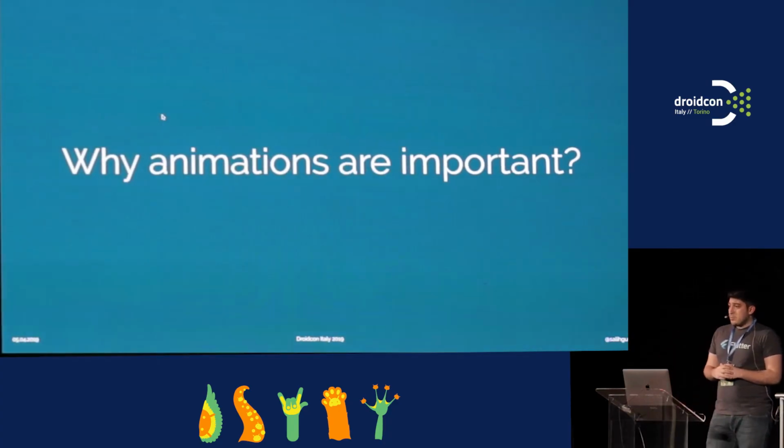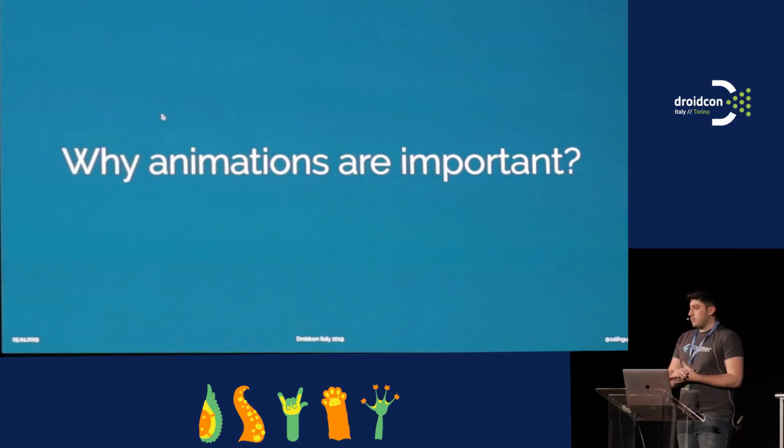But why are animations important, right? Like, why do we need to implement them? Basically, we work mostly with humans, and humans are visually driven creatures, so when they see something, they learn it faster, or they react faster.